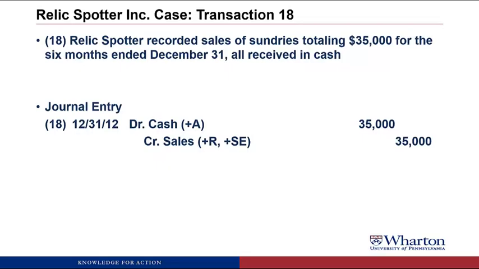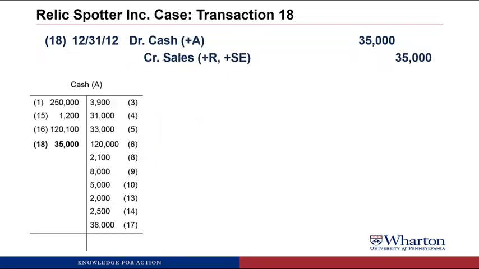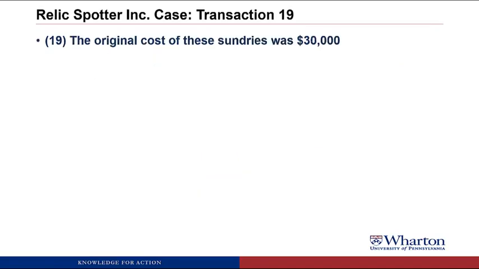Excellent question. This journal entry is only dealing with the revenue part of the transaction, where we record the cash and the sales revenue at the selling price. We'll deal with the inventory part of this transaction in about 15 seconds. Let's post this to T account. So we post a debit to the cash account and create a sales T account to keep track of revenue from sundry sales.